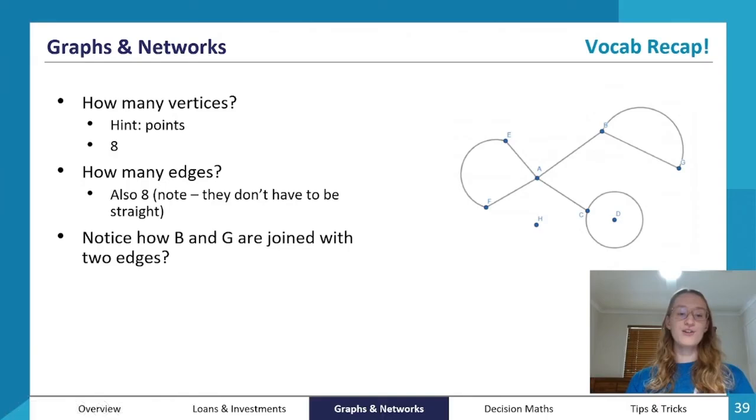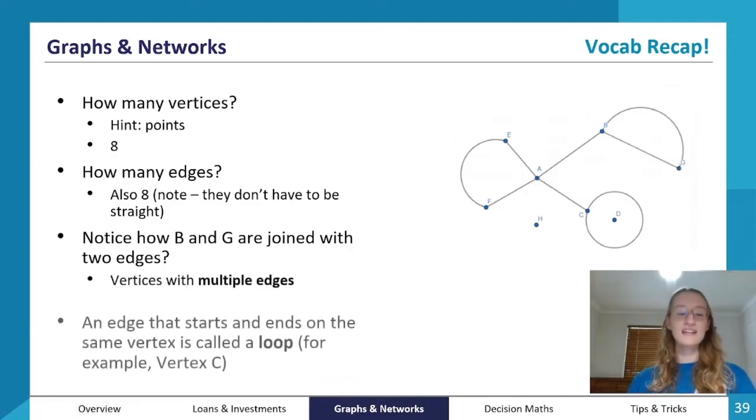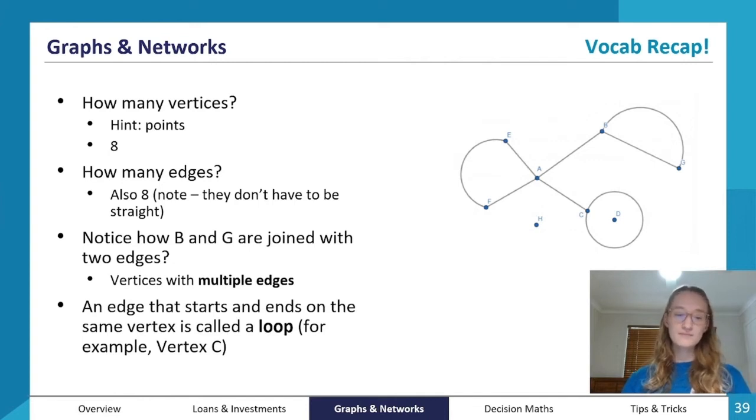And another thing I'd love you to notice is that B and G are connected by 2 different edges, and that's called having multiple edges, when there's multiple edges connecting the same vertices. And finally, we have an edge that starts and ends on the same vertex, and that's called a loop. And that's, for example, what we have on vertex C here.